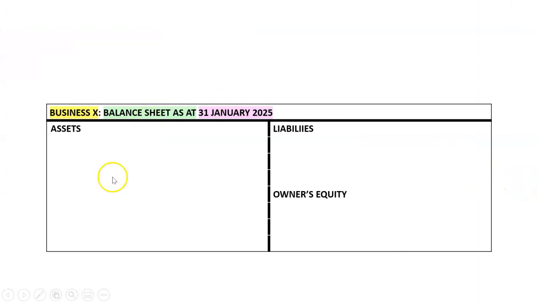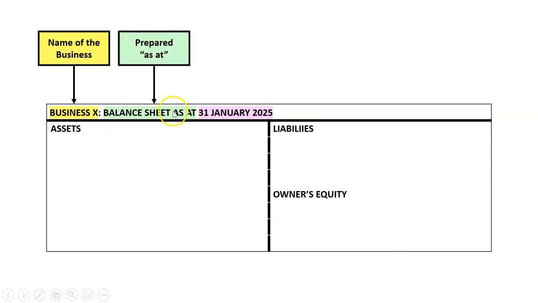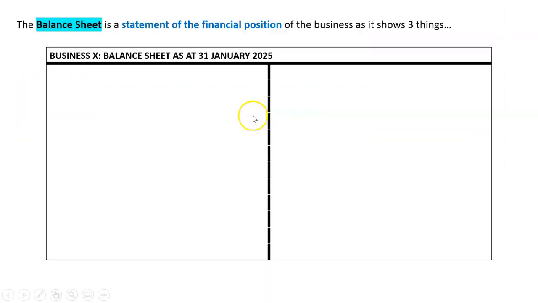Okay, so let's look at a couple of other little details. This is how we set it out when we write the heading. We start with the name of the business, so Business X, so there we could put Facebook or Tesla or Kmart or whatever. We write the balance sheet, and as at, those words are important. We'll talk about that later. And then we say this date here. So this is when this balance sheet was prepared, the 31st of January 2025. We also look at it as a statement of financial position.